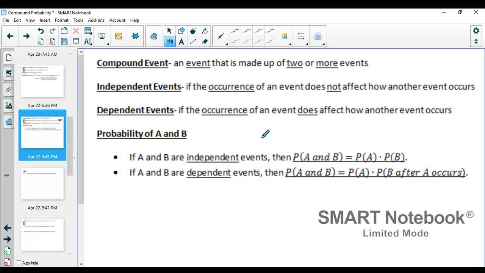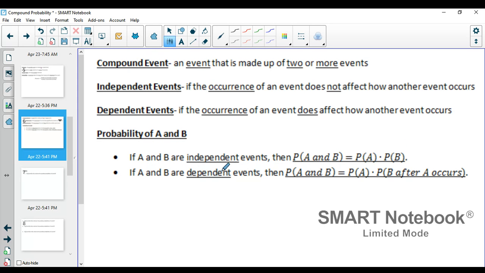So if you are drawing cards from a deck and you do not put the card back, then that affects the probability of the next card that you draw. So in these two situations, if A and B are independent events, then the probability of A and B happening is the probability of A times the probability of B. So you just multiply the two probabilities together.